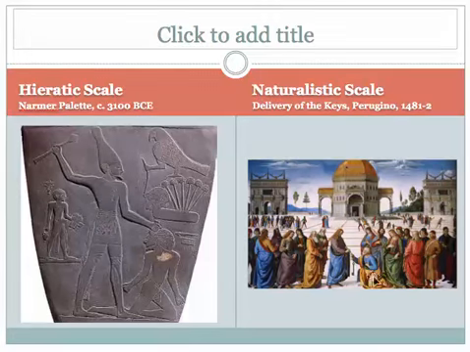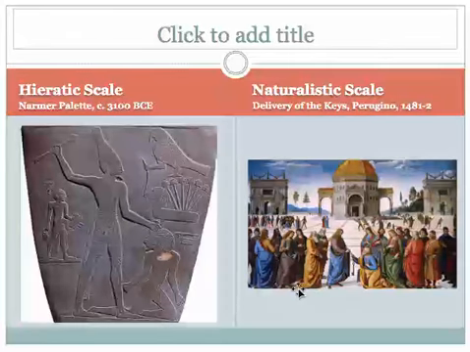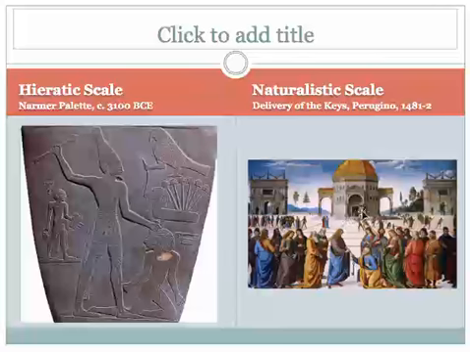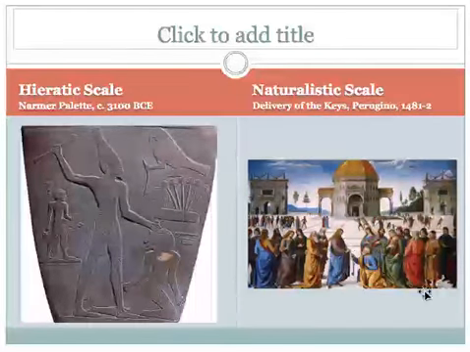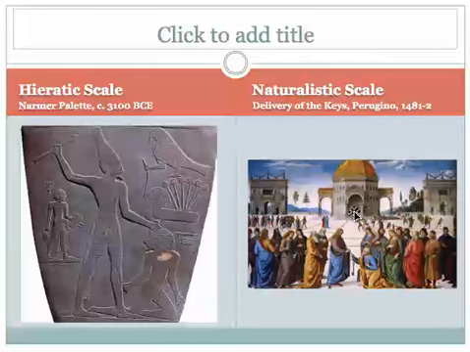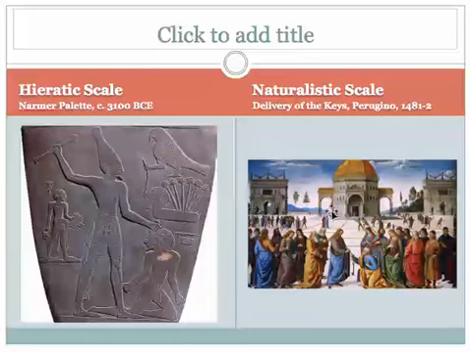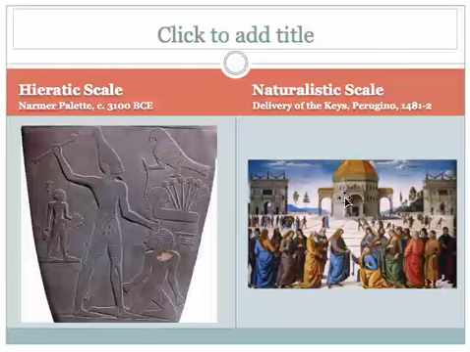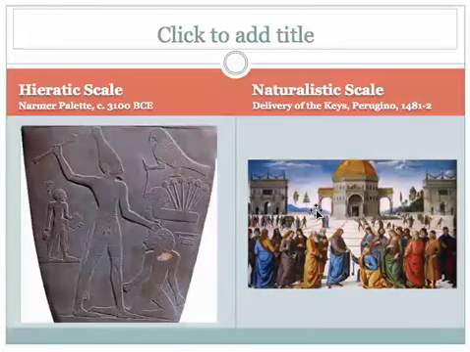In this work by Perugino, we have a classic example of linear perspective. You can see the orthogonal lines of the tile floor of the walkways here, going back to the vanishing point here, the very strong horizon line here, and then all of these individuals are being scaled according to that, right?